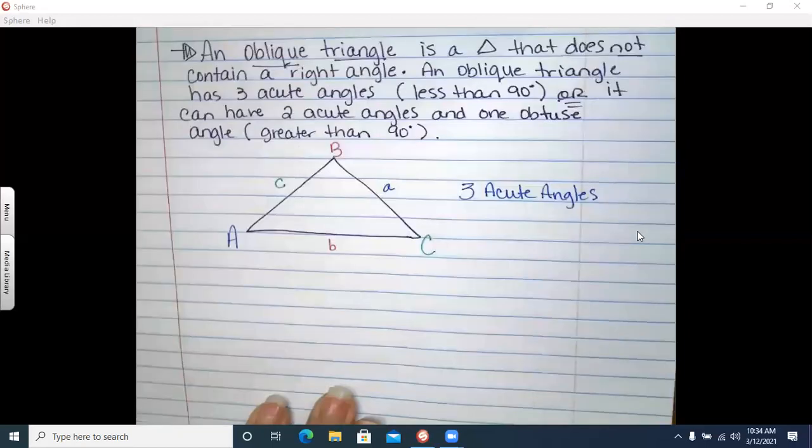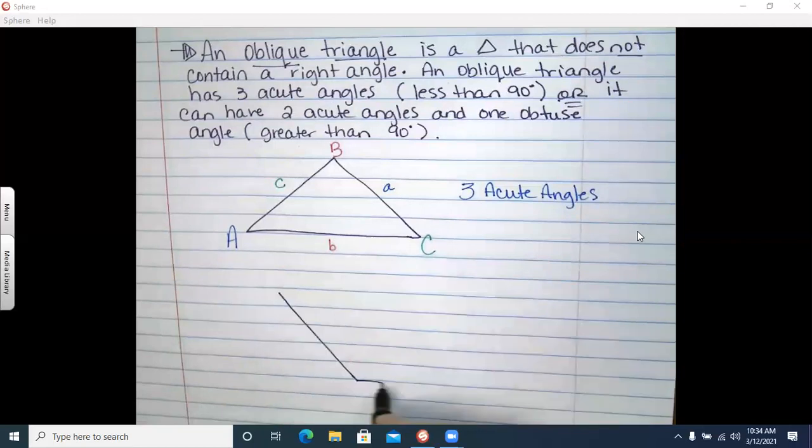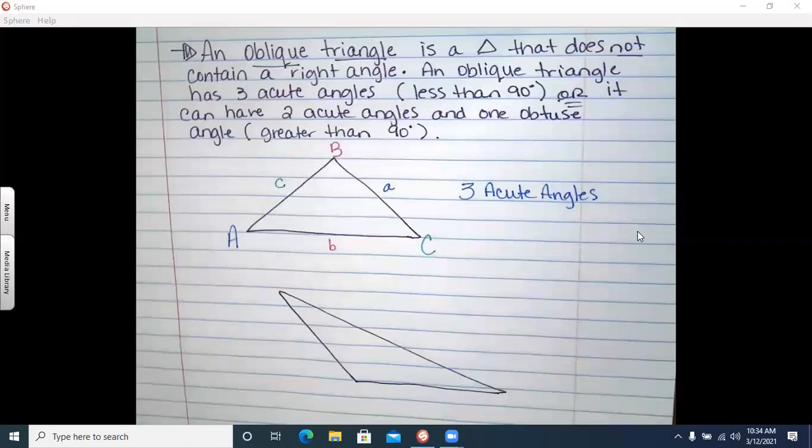Or you could have one that looks like this. Again, no 90-degree angles, but one of your angles is obtuse.